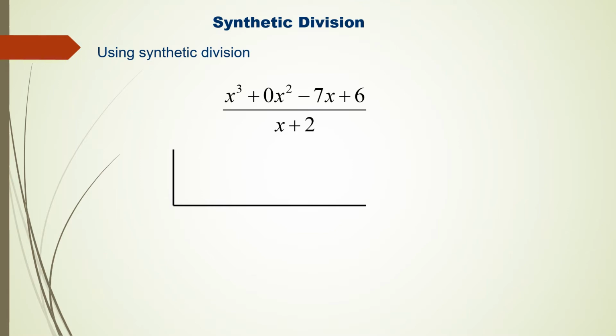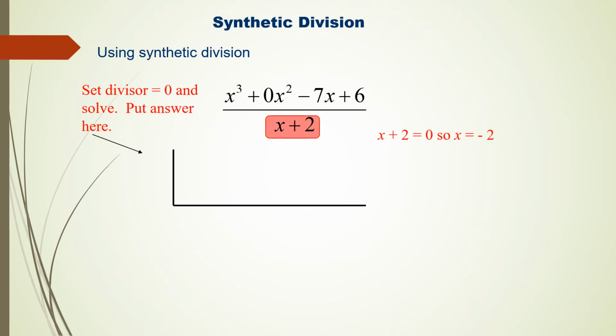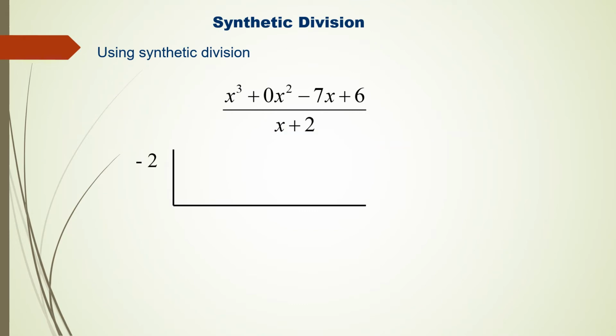So, I tried x plus 2. Why x plus 2? Since 6 is the constant, the possible factors of 6 are positive negative 1, positive negative 2, positive negative 3, positive negative 6. So, let's see if x plus 2 is correct. As usual, equating x plus 2 equals 0, x is equal to negative 2. So, our first divisor is negative 2.